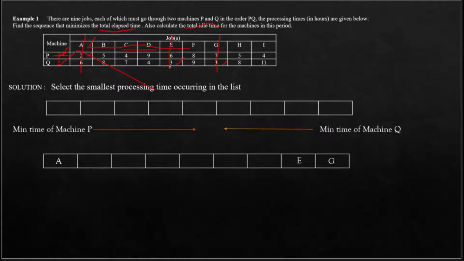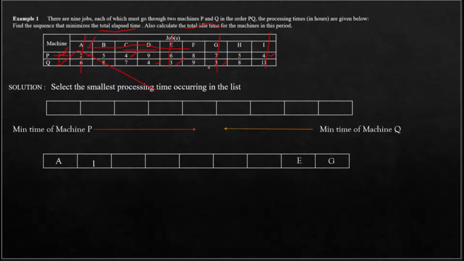Next we have the process. The next least processing time is 4: 4 from job C, and from job D, which is in machine Q, and 4 from job I, which is in machine 1. So this is I from machine 1, so it goes left to right. I am placing this job I next to A, and then I am eliminating this I job.